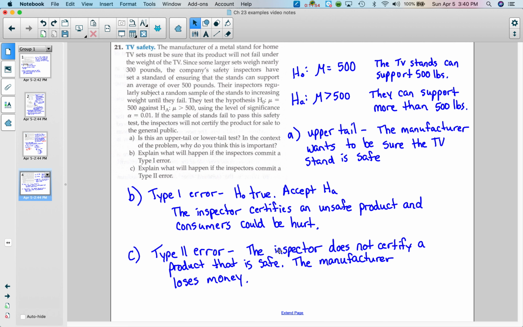And then they ask you to interpret a type 2 error. What that would mean is the inspector does not certify a product that is safe and the manufacturer loses money. Being able to interpret a type 1 and type 2 error is exactly the same thing that we did with proportions. I really hope that you see the similarities between inference for proportions and inference for means. Just make sure that you are using the correct vocabulary and that now you are talking about means. So hopefully that helps you for the homework problems that you are assigned.